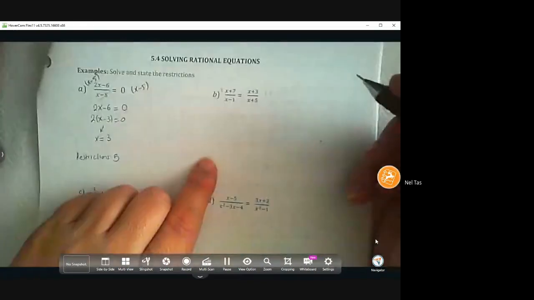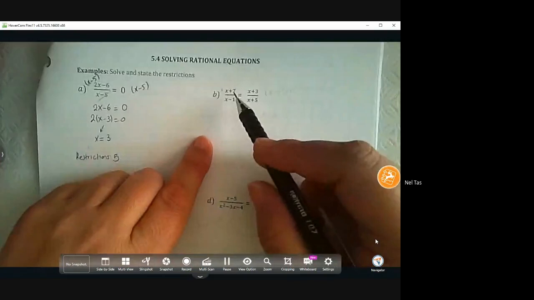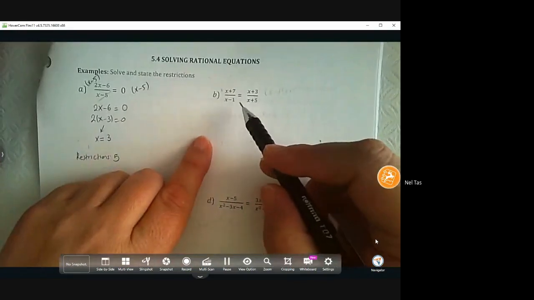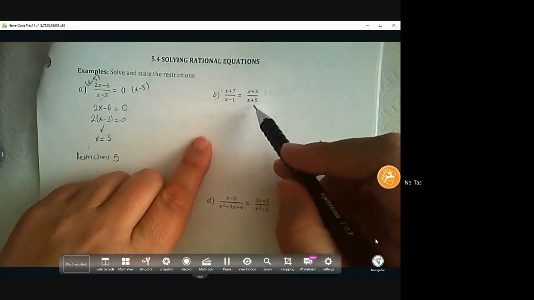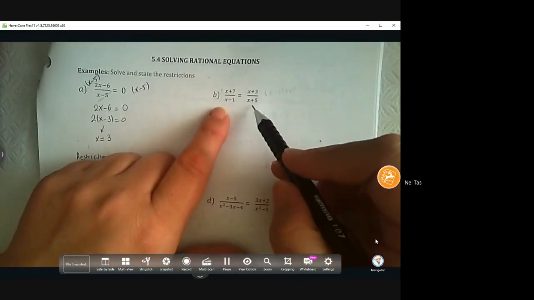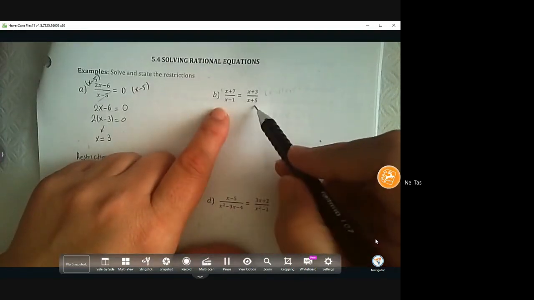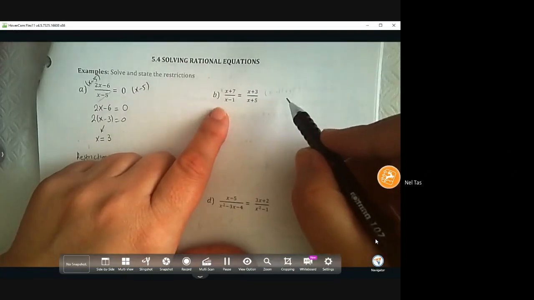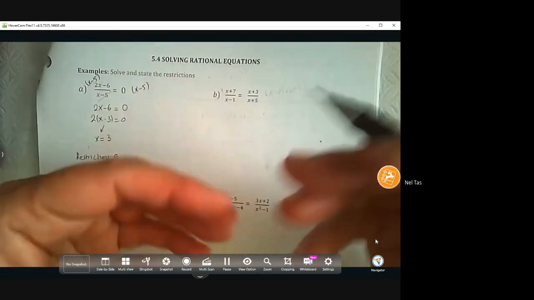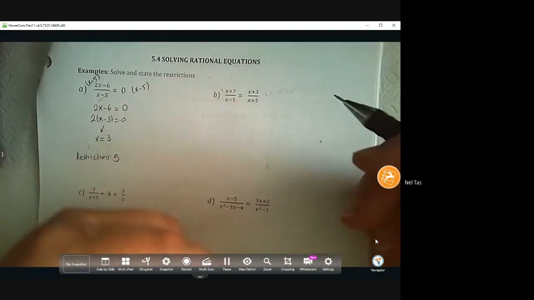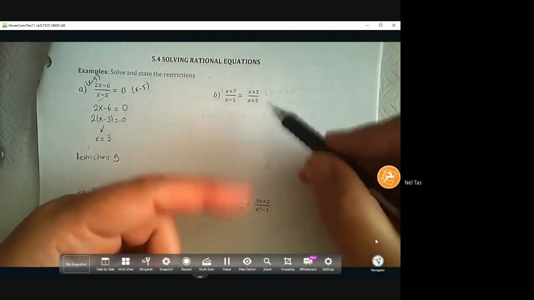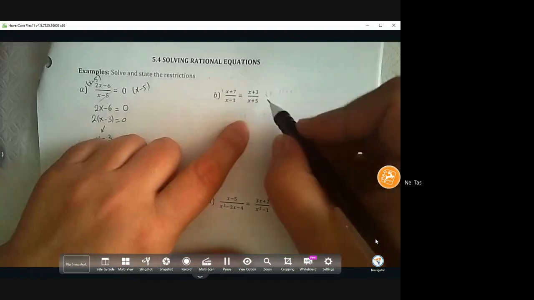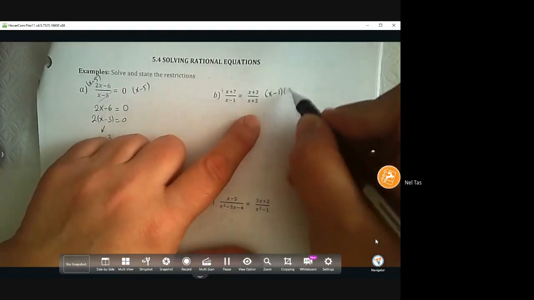So let's look at example B. This time we have (x + 7)/(x - 1) = (x + 3)/(x + 5). We are going to look at the denominators, x - 1 and x + 5. So the LCM is going to be (x - 1)(x + 5). It is like when you're adding or subtracting rational expressions, you would have a common denominator. So this LCM is like the common denominator. We are going to multiply both sides by (x - 1)(x + 5).